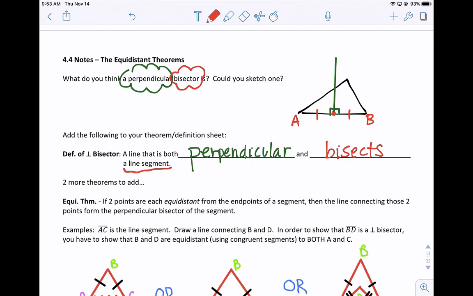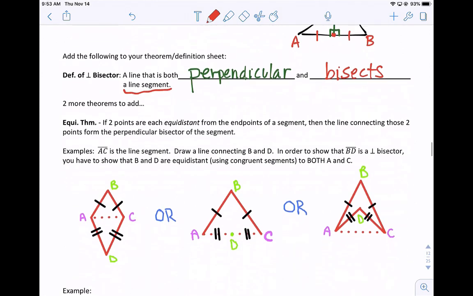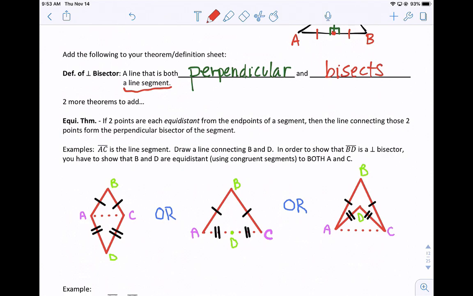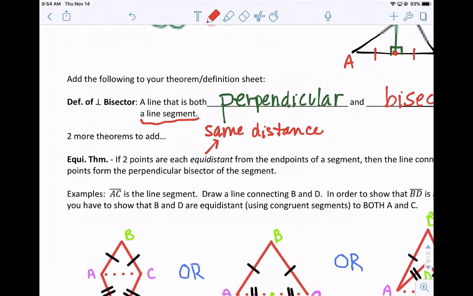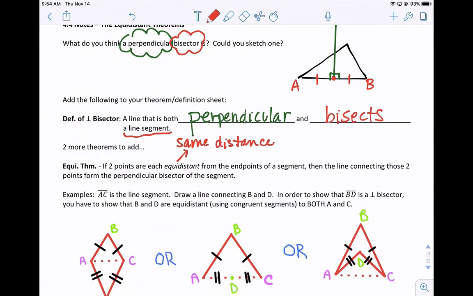There are also two more theorems to add, and this will be what we spend the majority of the time looking at. The equidistant theorem is one of them. It says if 2 points are equidistant, equidistant means the same distance, from the endpoints of a segment, then the line connecting those 2 points form the perpendicular bisector of the segment.